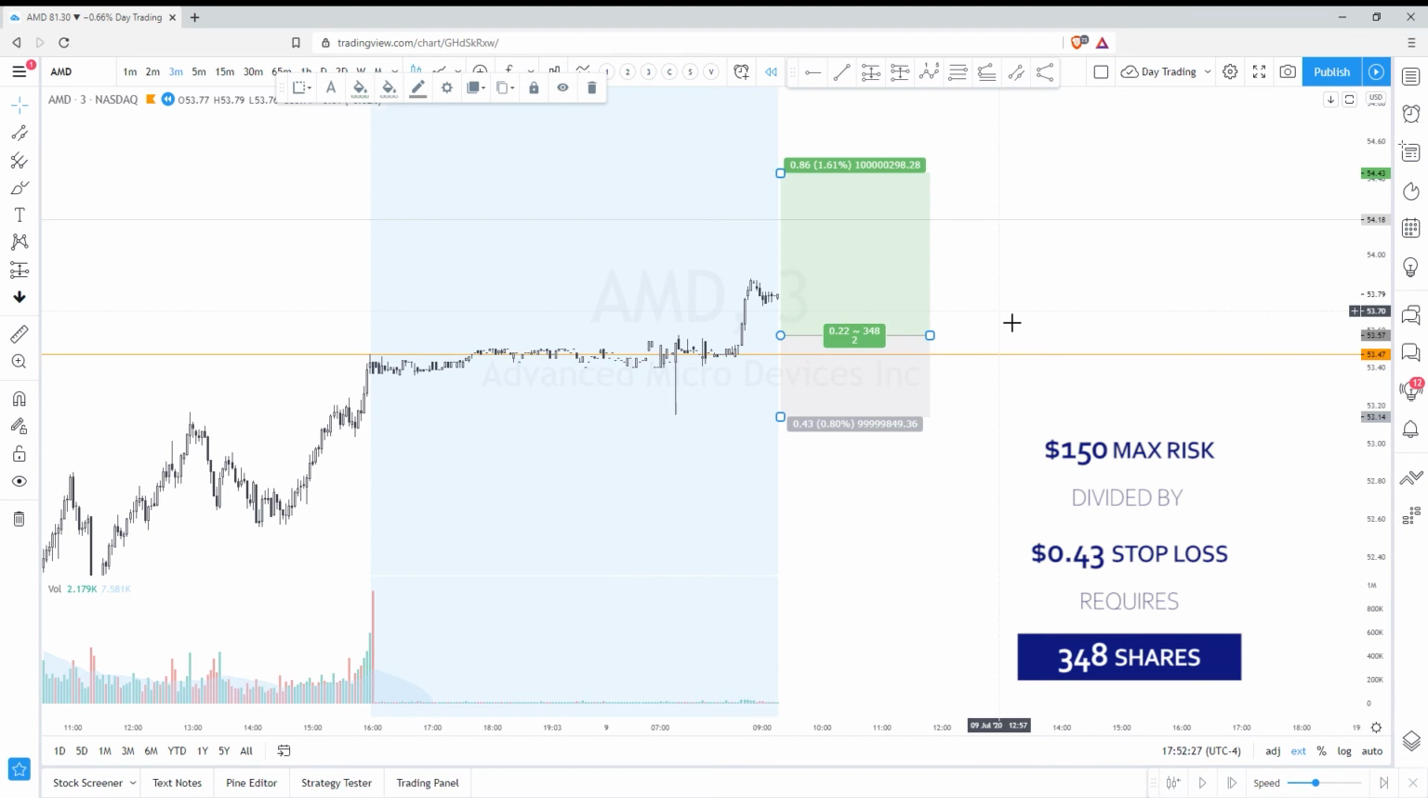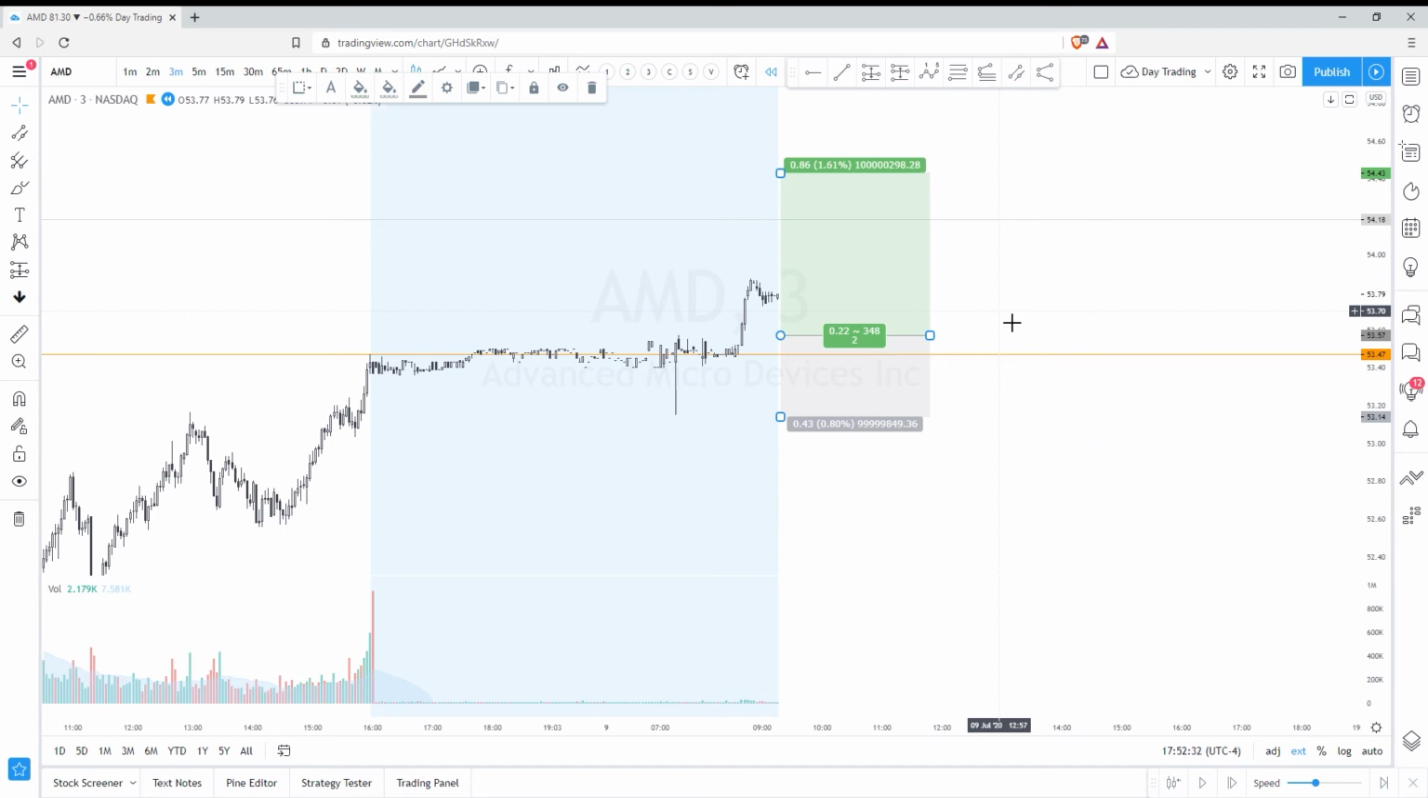If it all works out and it hits my target, assuming nothing else happens, then I will get 2 Rs, 2 times my risk, which is $300, right? I do give myself a tiny bit of flexibility in terms of the number of shares. You see 348 shares here. If this was a ticker besides AMD, I would probably size this up to 350 or down to 300 more realistically, just to get what's called a round lot. A round lot means any order that is in increments of 100. If you're not in increments of 100, you have odd lots.